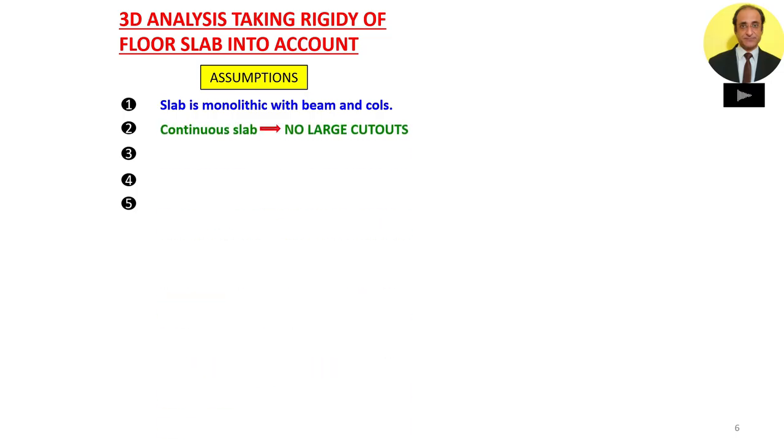Then it is a continuous slab, no large cutouts. If there are large cutouts, then this analysis will not be valid, and in that particular case we may just analyze the frame itself, and in that condition the beams need to be designed for axial forces as well as for lateral bending moments. Number 3, we assume that all joints, especially the unrestrained joints, lie on floor slabs. This assumption is important because we will be dealing with the displacements at a particular reference point. That's why it's very important that all the joints are lying on the floor slab only.